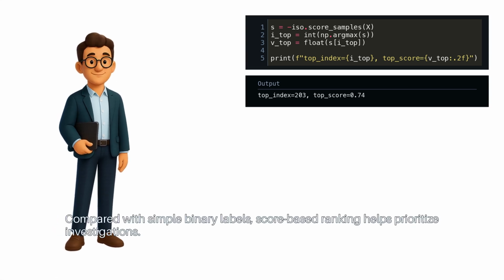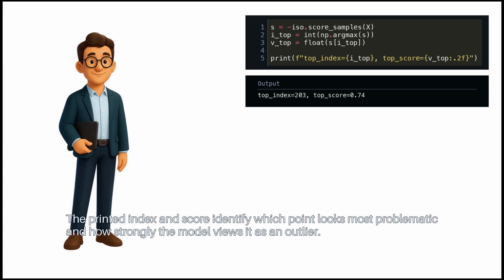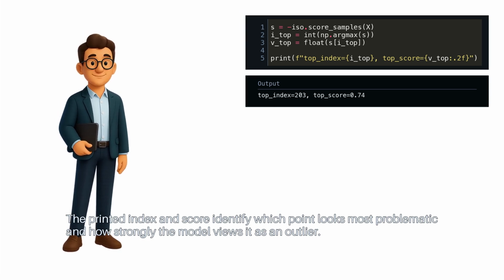Compared with simple binary labels, score-based ranking helps prioritize investigations. The printed index and score identify which point looks most problematic, and how strongly the model views it as an outlier.